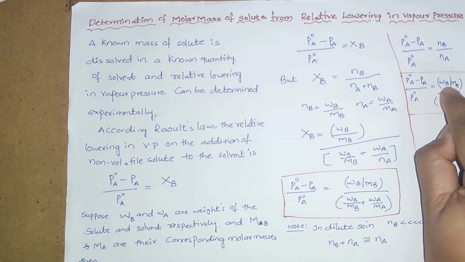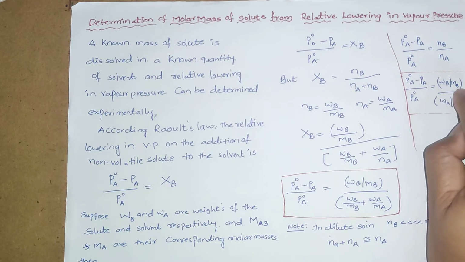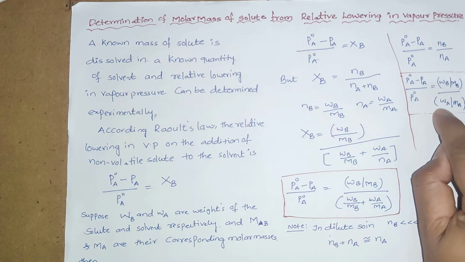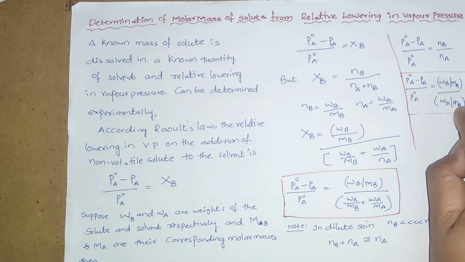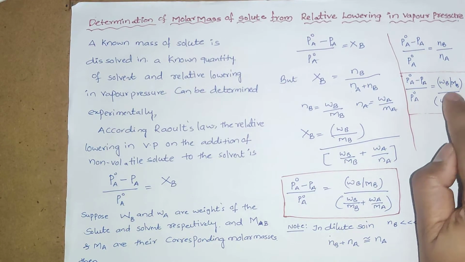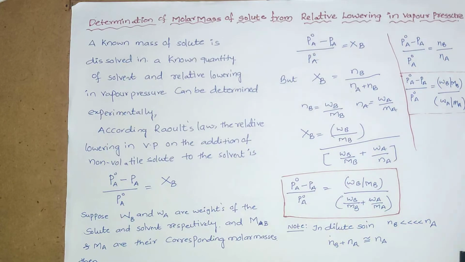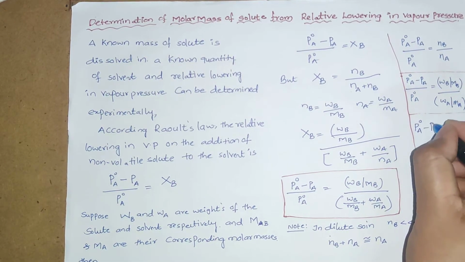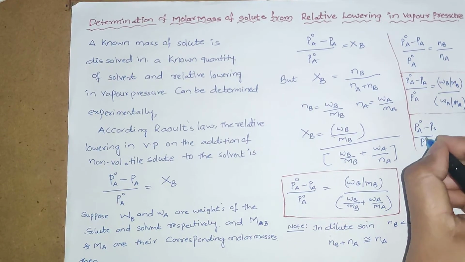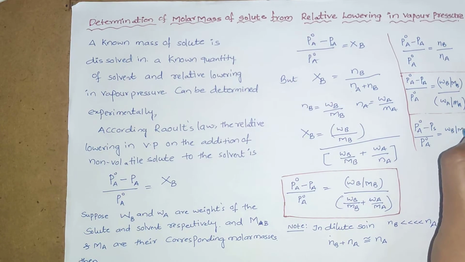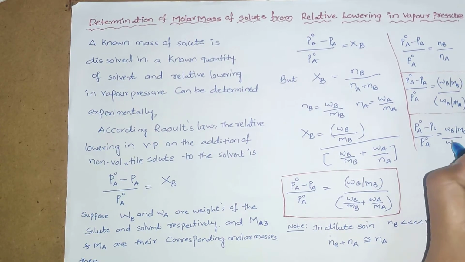Wb is the known mass of solute that is dissolved. Mb is what we have to find out. Wa is the known quantity of solvent, and its molar mass Ma is also known. Once we substitute all these values, we get the Mb value. Sometimes we may also write this equation as (P naught A minus Ps) by P naught A is equal to Wb by Mb by Wa by Ma.